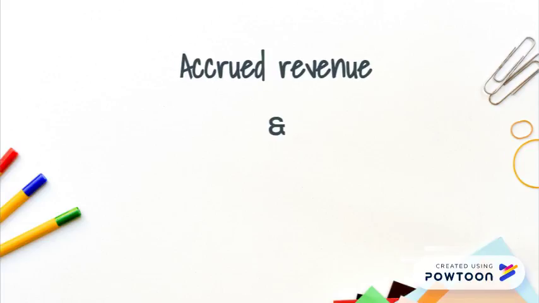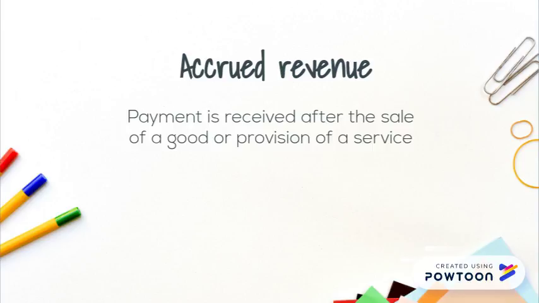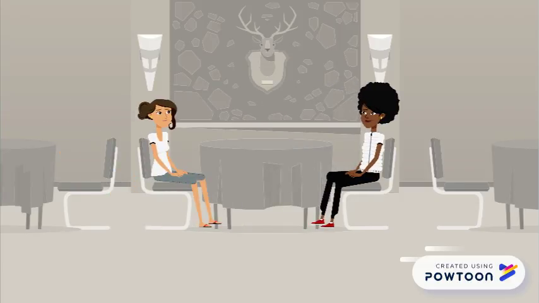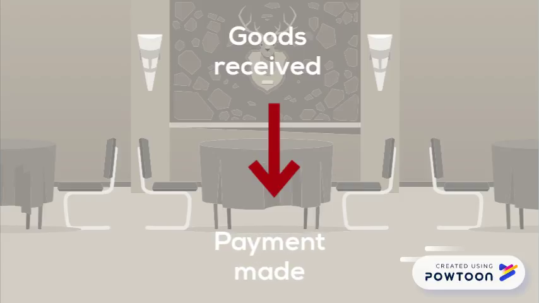Further to this, there are two types to be considered, the first being accrued revenue and the second being deferred revenue. Accrued revenue is when payment is received after the sale of a good or provision of a service. As an example, say two friends go to a restaurant for dinner. The friends place their orders, receive their order, and then pay before leaving the restaurant. As the goods were received prior to the payment being made, this would be classified as an accrued revenue.